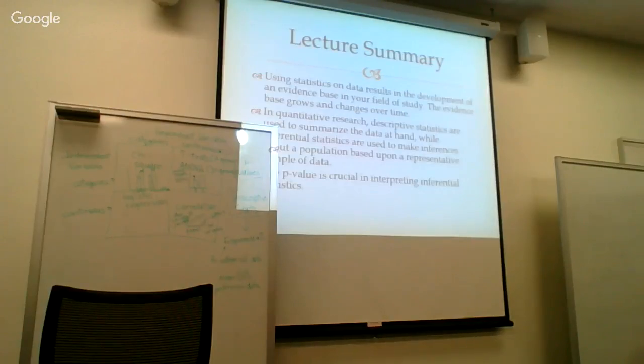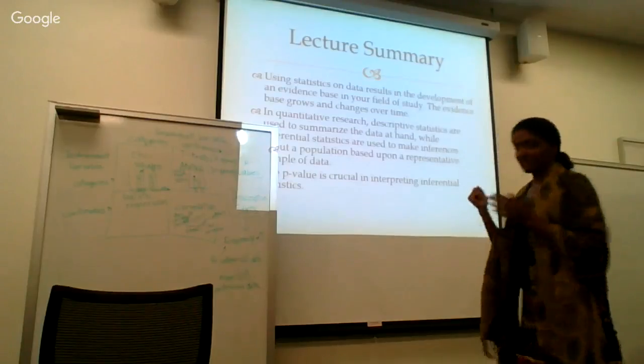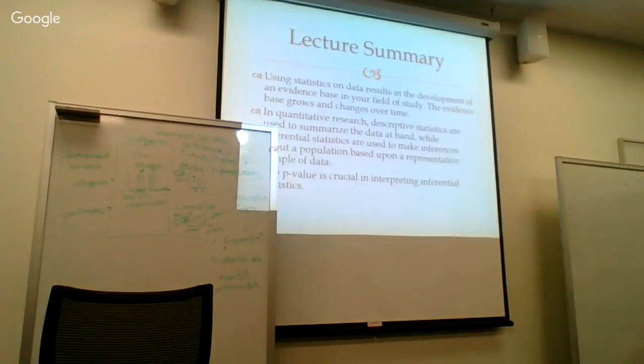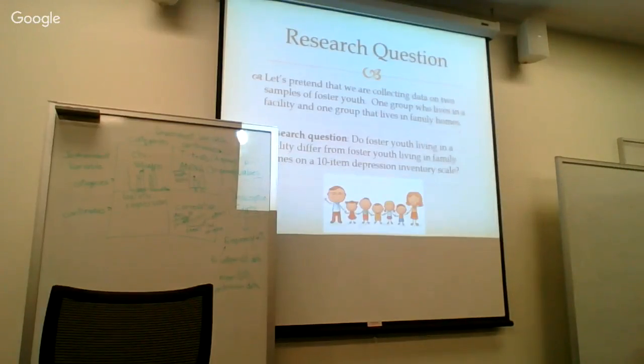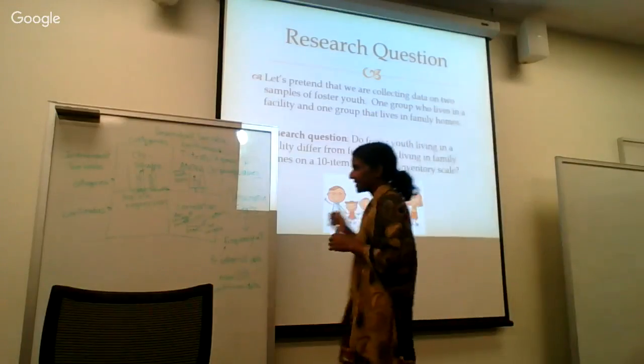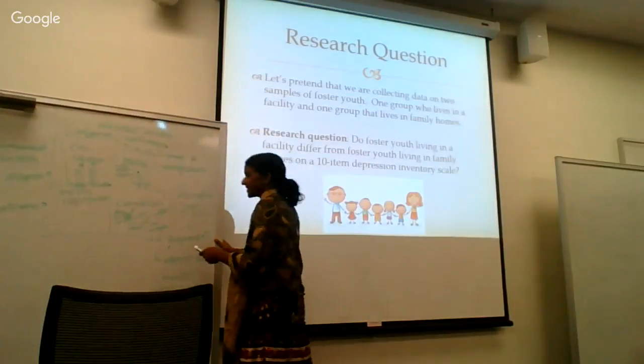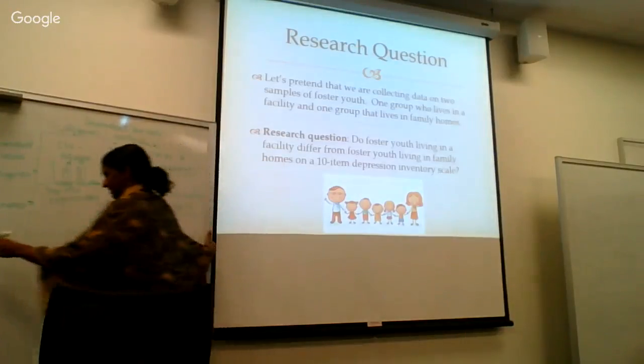In quantitative research, descriptive statistics are used to summarize data at hand, while inferential statistics are used to make inferences. We just talked about that, and we talked about p-values, so we can move on to the second part. Research questions. This second wing of today is more about interpreting patterns, looking at data. The intention of today was not to go over these specific statistics, but I think it was useful based on your feedback.